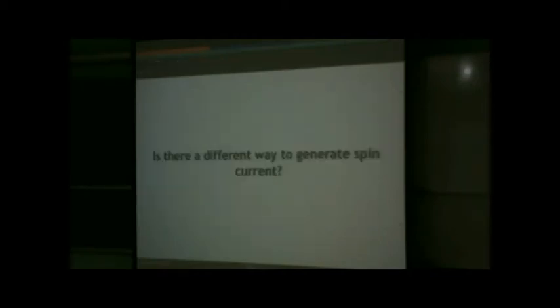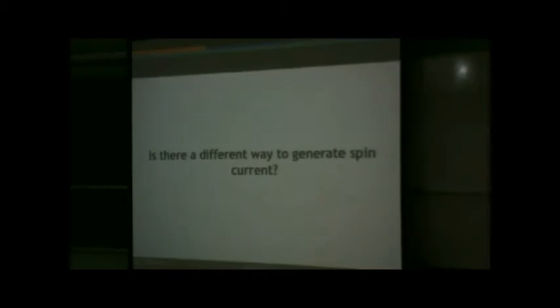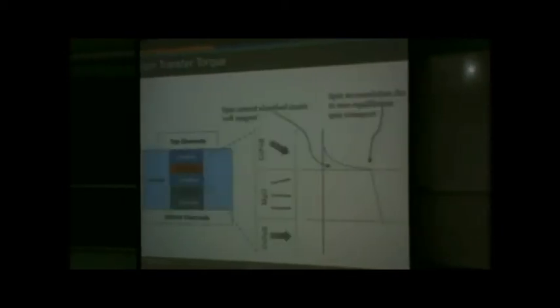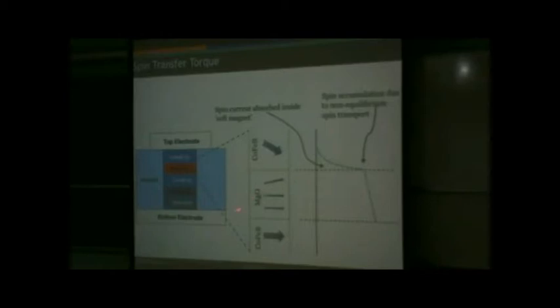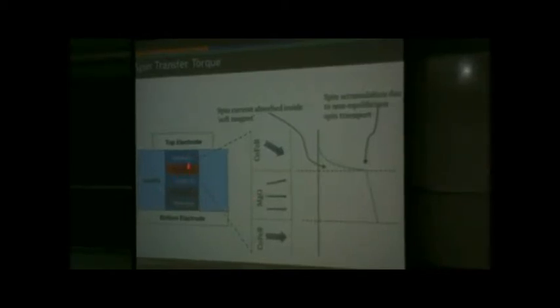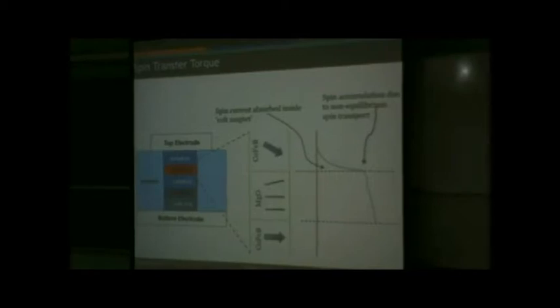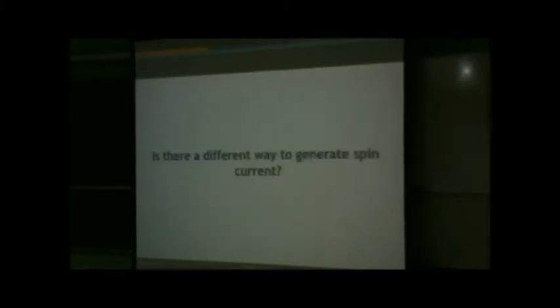Question: is there a different way to generate a spin current? The way I'm generating it here is I am trying to inject polarized spins through here. So there is an injection efficiency, how much polarization I can get, all this stuff. Can I avoid that somehow? And one of the ideas that has been around for a long time, essentially it was predicted by Dyakonov and Perel in 1971, is this spin Hall effect.